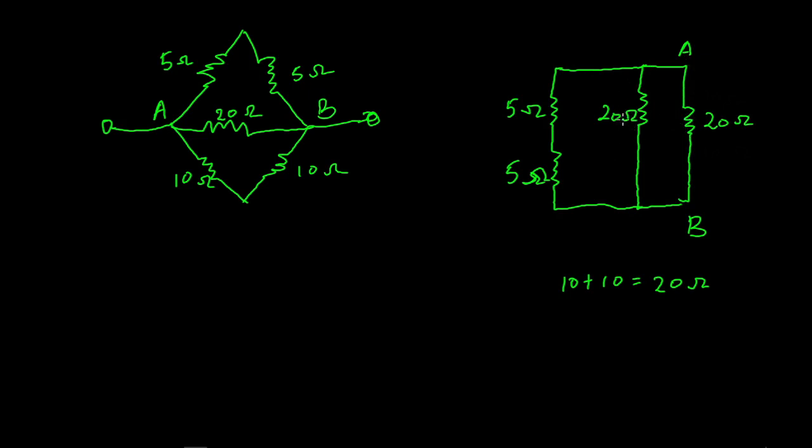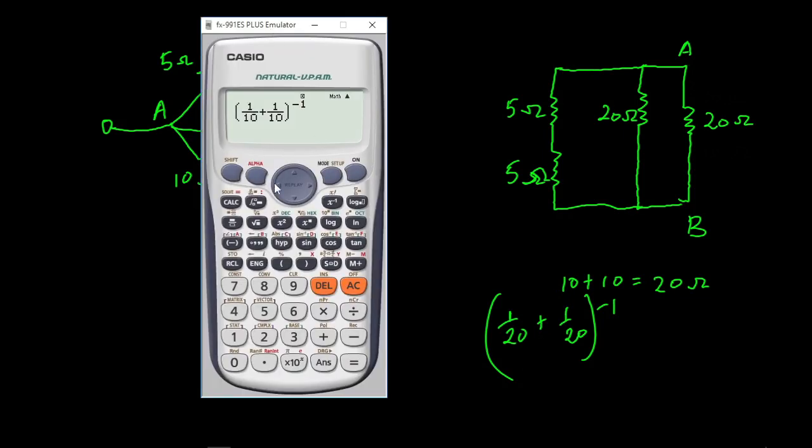Now, we can see that this 20 ohm and this 20 ohm resistor are in parallel. That means to get their effective value, we are going to have 1 over 20 for the first and 1 over 20 for the second, raised to the power of minus 1. If you calculate this value, this is going to give you 10 ohms. Let's test that out with a calculator. So we have 1 over 20 plus 1 over 20. As you can see, their effective value is 10 ohms. So that means we can replace these two with a 10 ohm resistor.